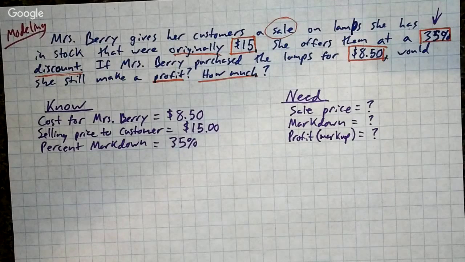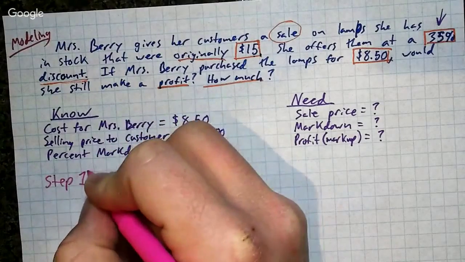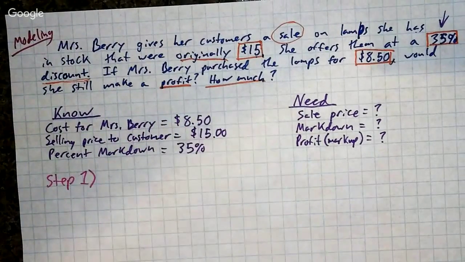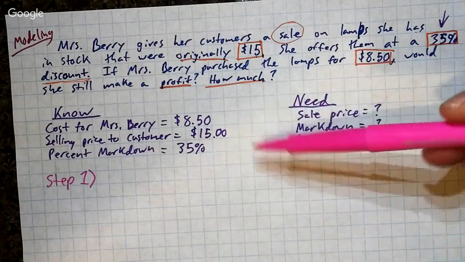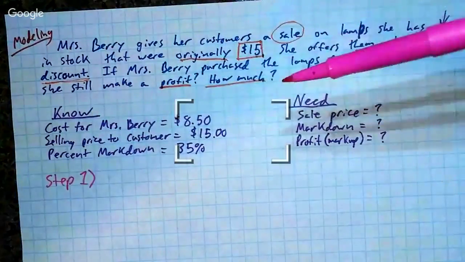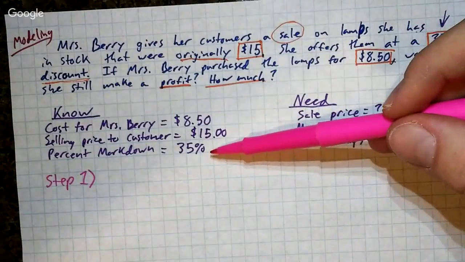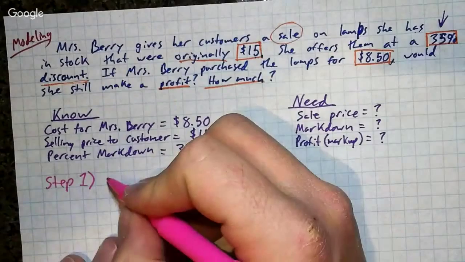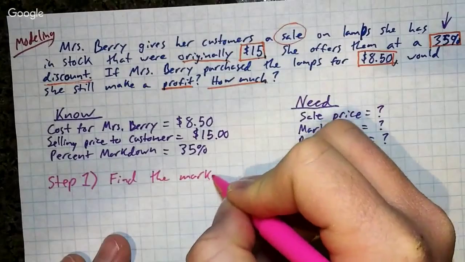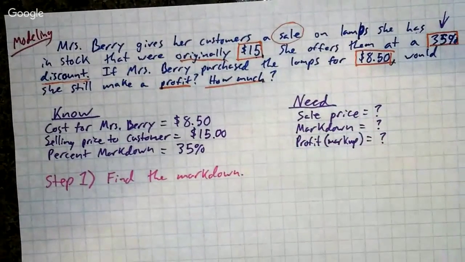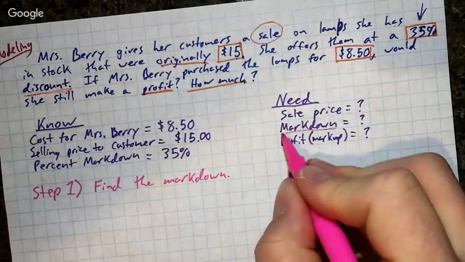Let's go through this step by step and solve. Let's start with step one. What would be step one? Let's think about what would be the most beneficial thing to start with. We have these three things to solve. I have the cost, I have the selling price, and I have the percent markdown. What's something easy I can find first? Well, we have the percent markdown. Let's find what that actually is. Let's find the markdown. We need to find what the markdown is. So we're going to look for this first. Find the markdown.